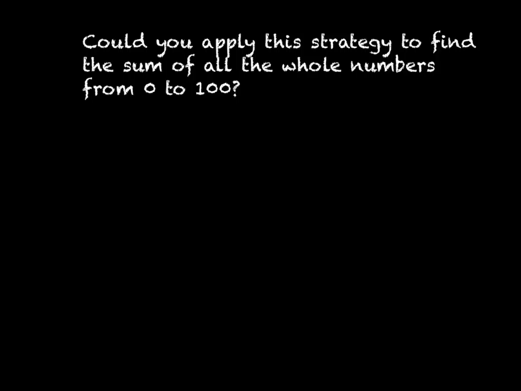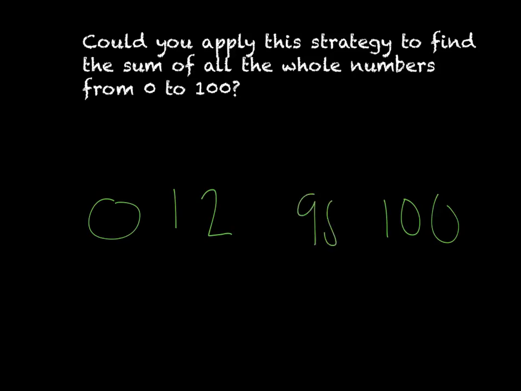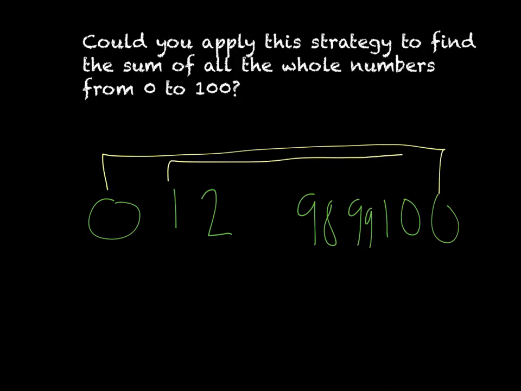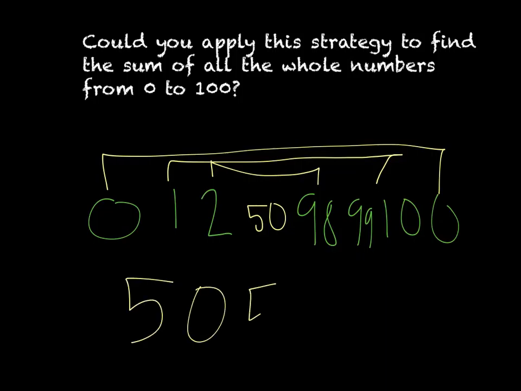So if we had 0 all the way up to 100, we know that we would have 0, 1, 2, then we would have 98, 99, 100. So we would pair up 0 and 100, 1 and 99, 2 and 98 to create sums of 100. So then we would have our middle number, which is 50, that we would have to add to our sum. So we would get 5,050.